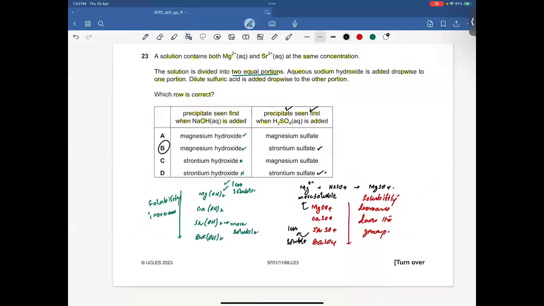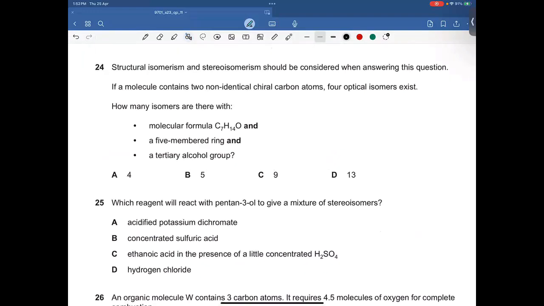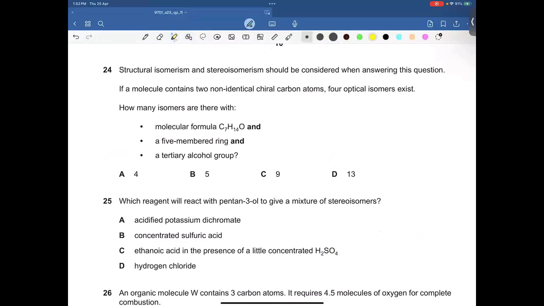Question number 24. Okay. Structural isomerism and stereoisomerism should be considered when answering this question. Stereoisomerism can be optical or geometrical. If a molecule contains two non-identical chiral carbon atoms, four optical isomers exist. How many isomers are there with molecular formula C7H14O?